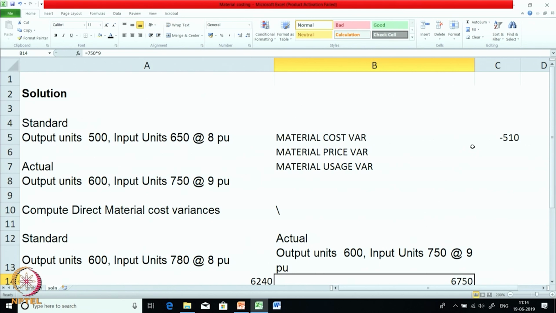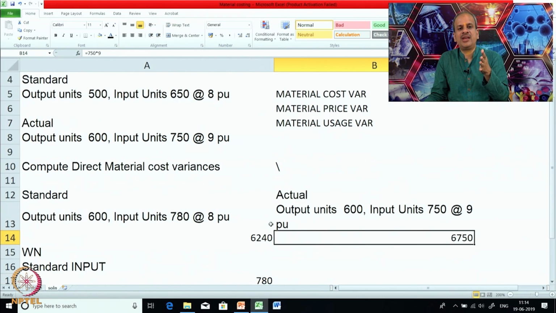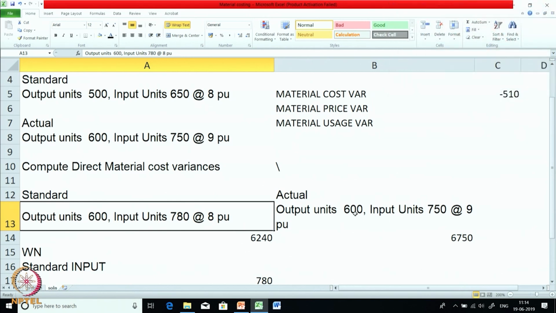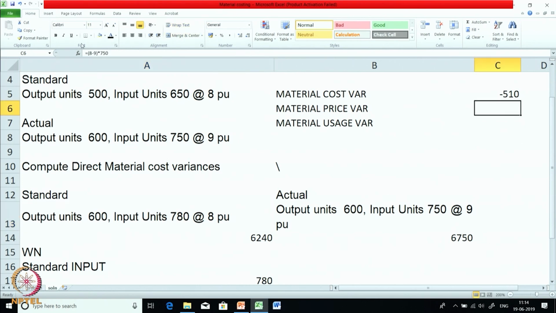Now to break it down, there are two causes. One is because of price related reasons. You can see here the price has increased from 8 to 9. So in bracket we will take standard price 8 minus actual price 9. It is a difference of 1 multiplied by actual usage. That actual usage is 750. So now the variance is 750 adverse. Are you getting it, it is minus 750 or 750 adverse?